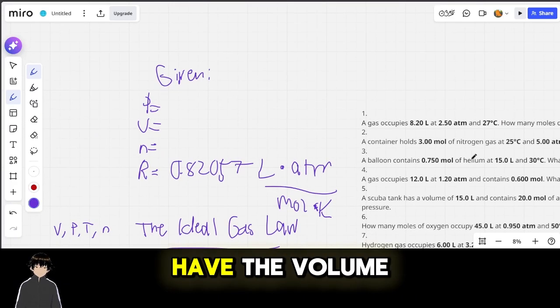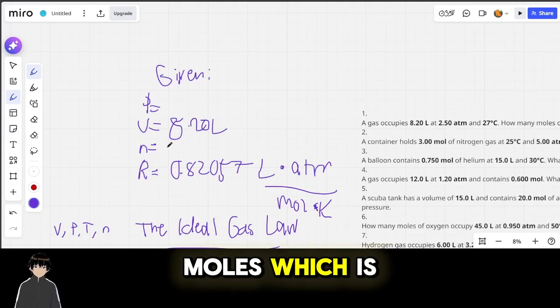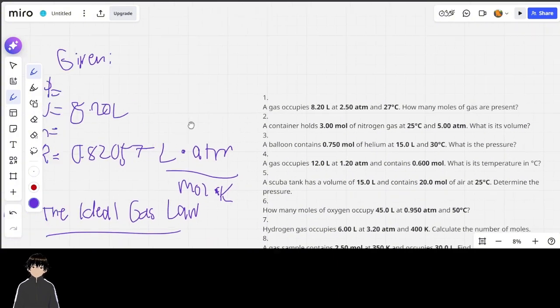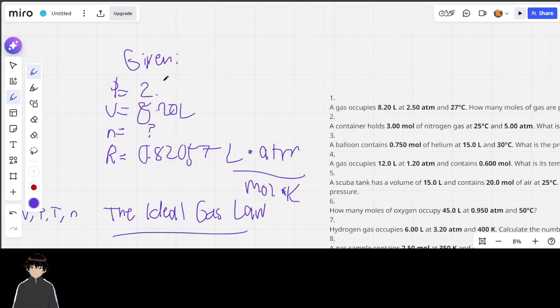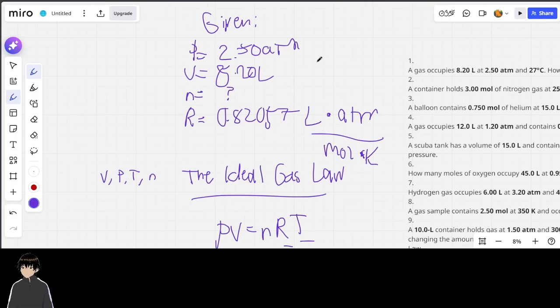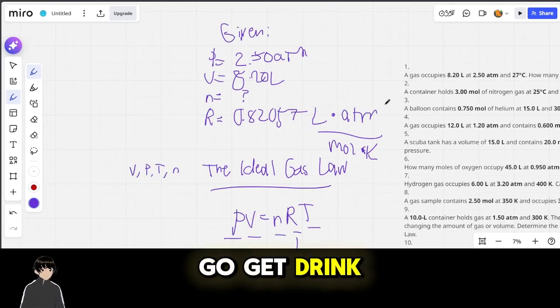Okay, so we have the volume, which is 8.20, and the number of moles, which is not included. So we're basically just going to find that. Just go drink some water.